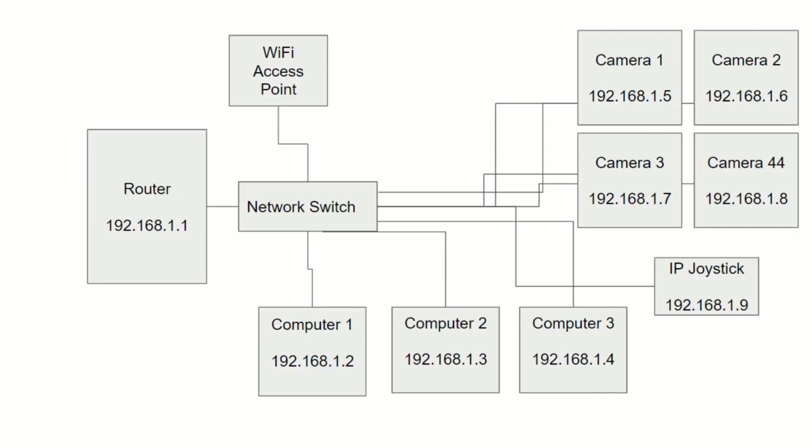Now, your router generally has the first IP address in your IP range. So for this example, we have 192.168.1.1.